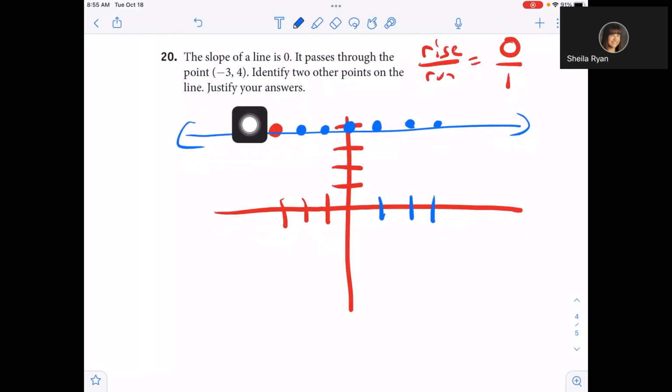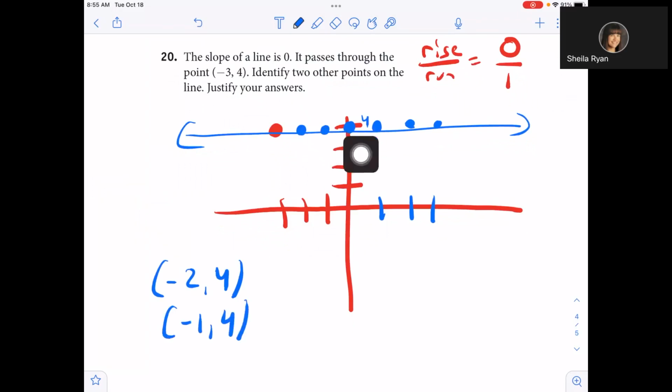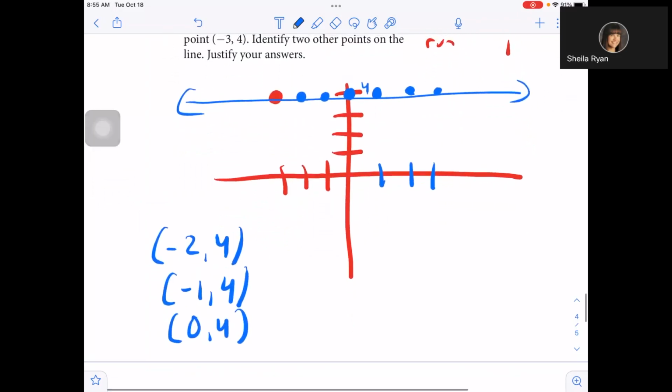So some other points on this line: (-2, 4), (-1, 4), and this point is (0, 4). So those would be some other points on the line.